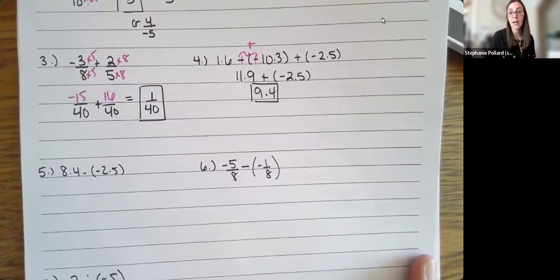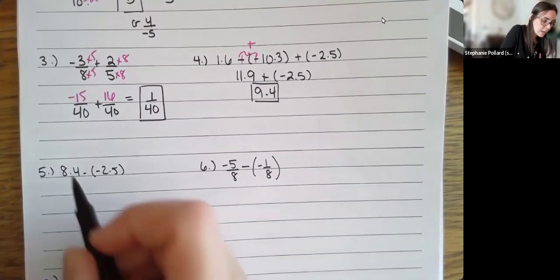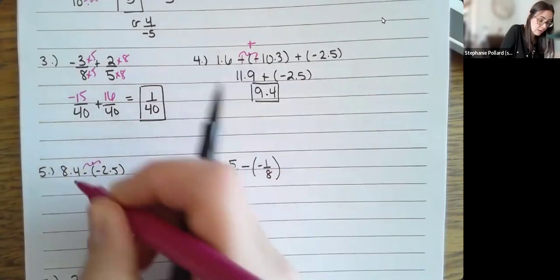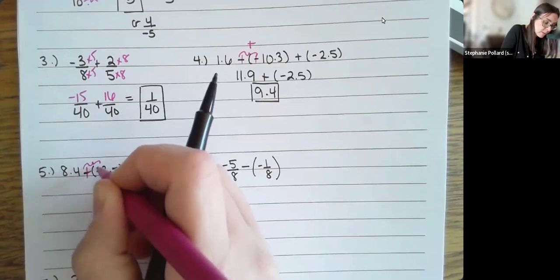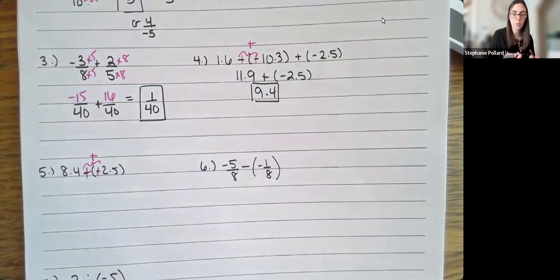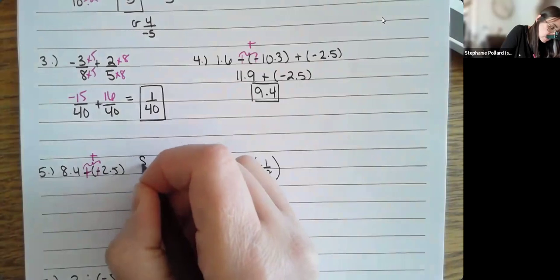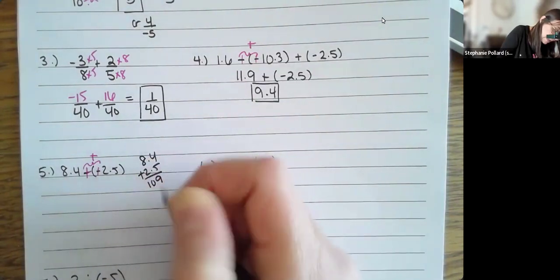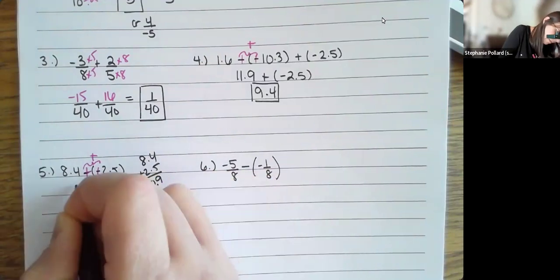In my next example, I have decimals again. I see a subtraction problem, but I notice that these two negatives, or subtraction signs, are right next to each other. So they cancel out. You end up just getting 8 plus 4 plus 2.5. So I'm just going to do this off to the side. And I get 10.9.